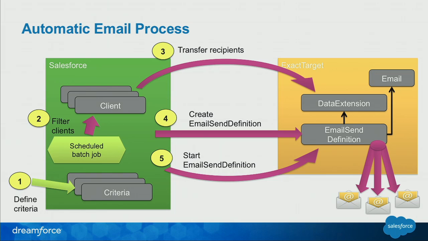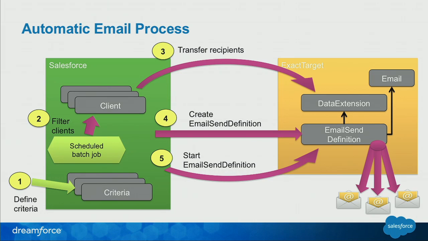The second step is the scheduled batch job, which runs on a regular basis. It does the filtering of the clients, and if any clients meet the criteria, we will continue with the process. The third step is to transfer these clients into ExactTarget, again into the data extension. The fourth step is to create an email send definition. And the fifth step is to start this email send definition.